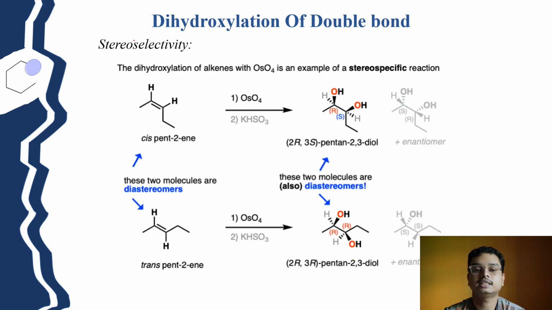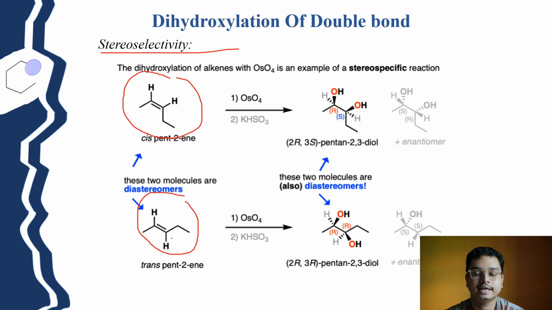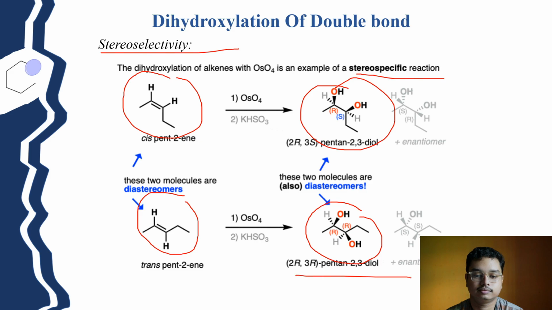And now let us talk about the stereoselectivity. So this is also stereospecific in nature, where the cis-pentene and the trans-pentene, these two are diastereomers, cis-trans. And after treatment with OsO4, these two final products are also diastereomers. That means this is a stereospecific reaction, just like the MCPBA based reaction. So between MCPBA and OsO4 based reactions, both are very much similar, but they give different products.